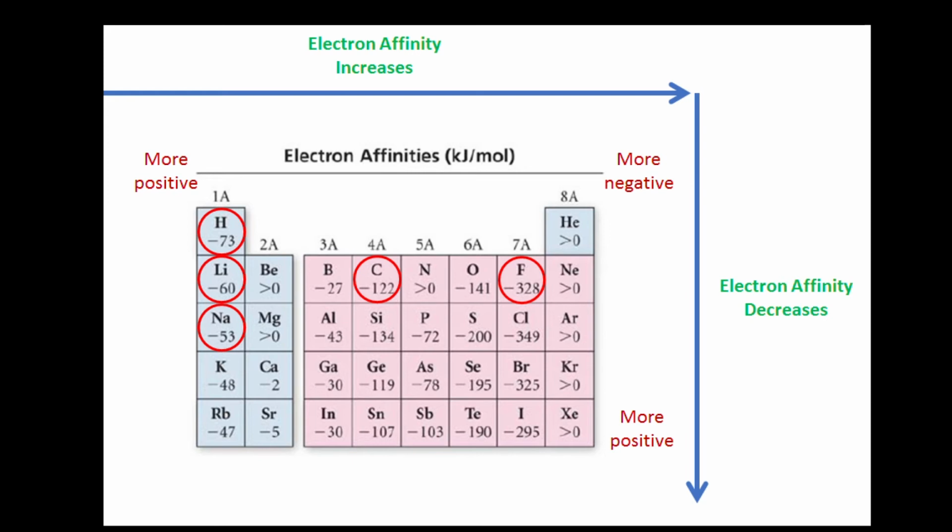Like ionization energy, electron affinity also increases from left to right in a period. First, the atomic number increases. We know, isn't it? The atomic number increases because the periodic table is arranged in increasing atomic number. As the atomic number increases, what happens? The nuclear charge also increases.